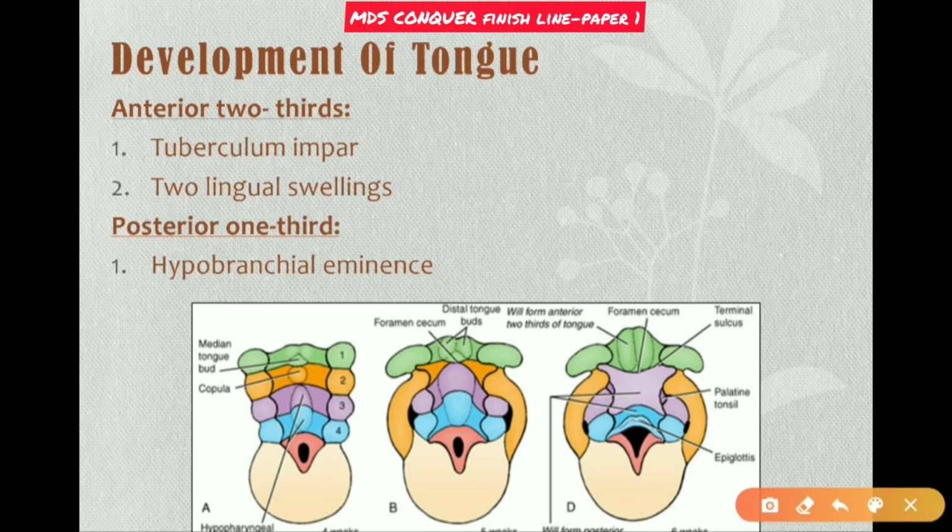And coming to the development of the tongue, this is very important. Here you can see the anterior two-thirds of the tongue develops from the tuberculum impar and two lingual swellings. The posterior one-third develops from the hypobranchial eminence.